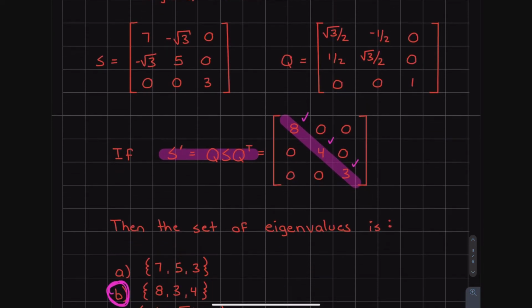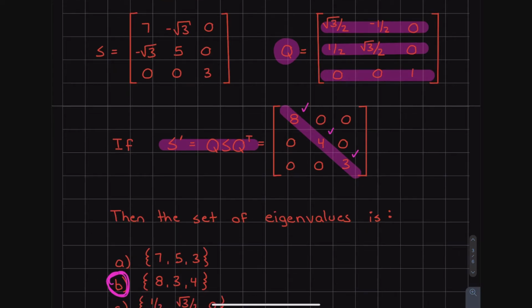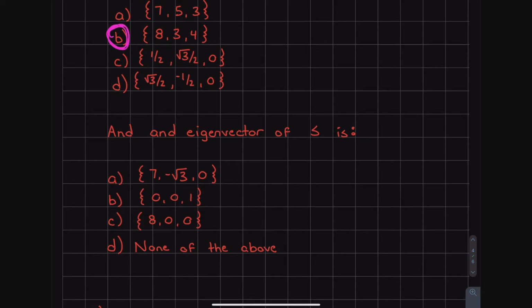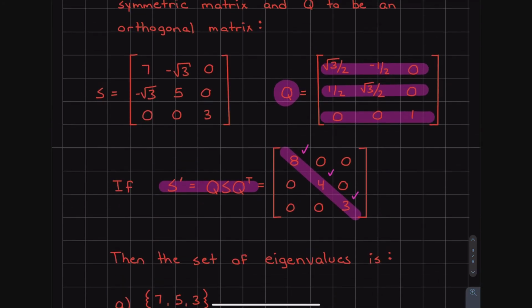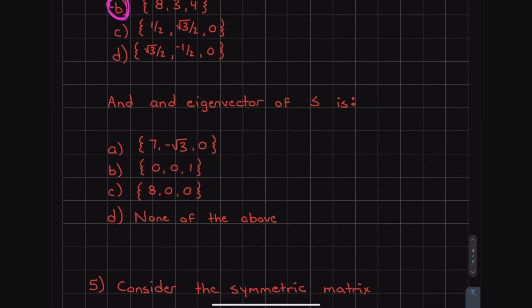So what we have to remember for a symmetric matrix is that there's a special quantity Q here. If S prime is equal to Q S Q transpose, and that's equal to a diagonal matrix, then this means that the rows of Q are the eigenvectors. So these 3 right here are the eigenvectors of S. Our first one is root 3 over 2, negative 1/2, and 0. I come down here and say, okay, that doesn't appear anywhere. The second one is 1/2, root 3 over 2, and 0. That one also doesn't appear, so maybe it will be none of the above.